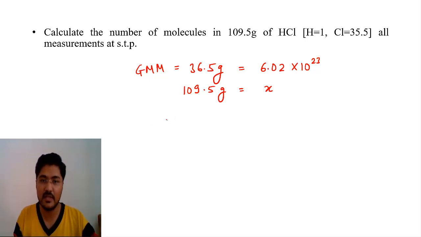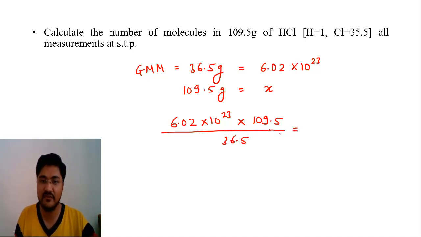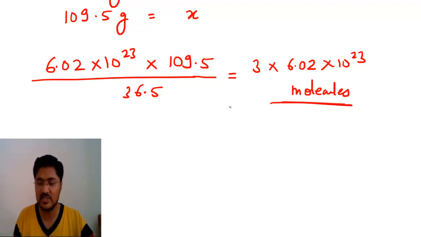Now this is also a very simple mathematical expression, and we can solve it by cross multiplying. So 6.02 into 10 raised to 23 into 109.5 divided by 36.5, and when you simplify this, you will get the answer: 3 into 6.023 into 10 raised to 23 molecules, and that's your final answer in this question. Now let's see the next question.